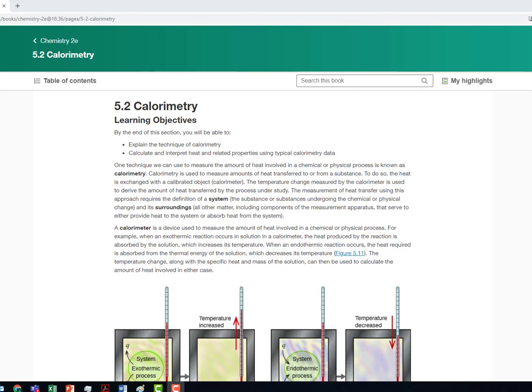Hello everyone. I want to discuss section 5.2 on calorimetry. So the learning objectives here are to explain the technique of calorimetry and to calculate and interpret heat and related properties using typical calorimetry data. We are going to build on what we did in section 5.1 by applying the heat equation to a situation where we have an experiment designed to measure some of this stuff.